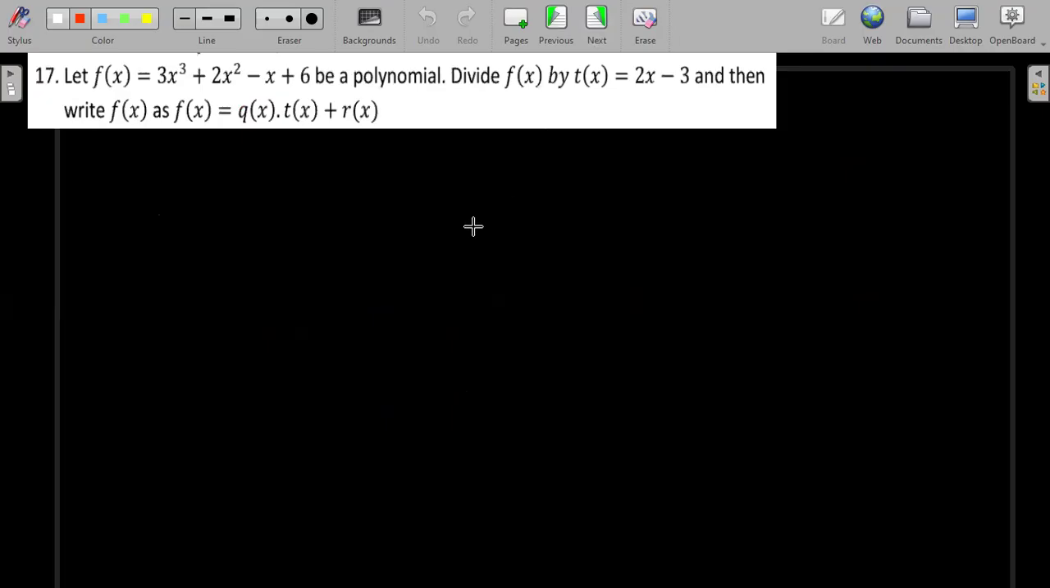Let's solve the last one for this video. So 17, they're saying let f of x be equals to 3x cubed plus 2x squared minus x plus 6, okay?